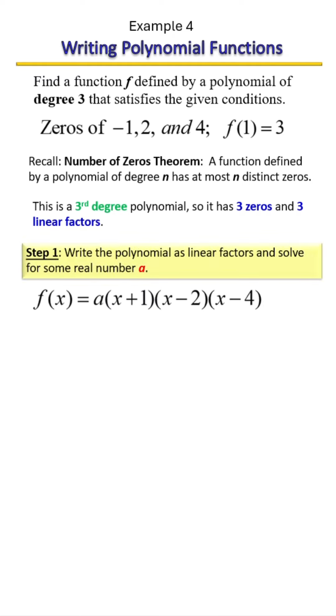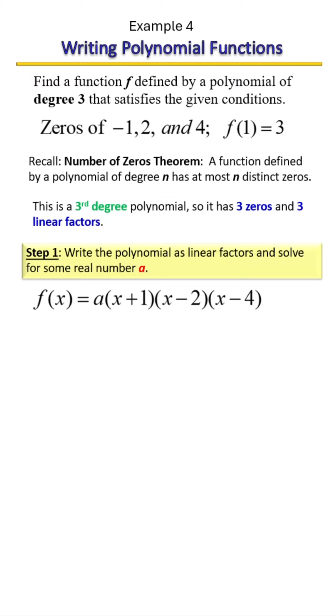And you're probably wondering what's that a for? That's all we need to do, is find out what a is, because the coefficient of any polynomial is very important in determining the end behavior of the graph, which we'll talk about in a later section. But for now, we need to find out what a is.